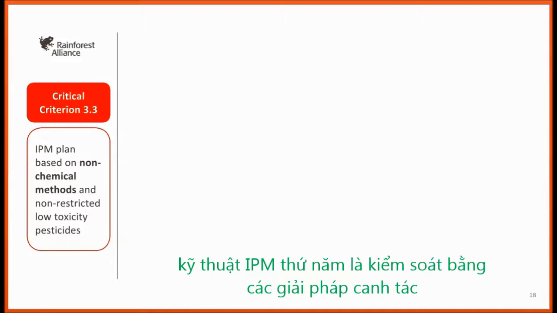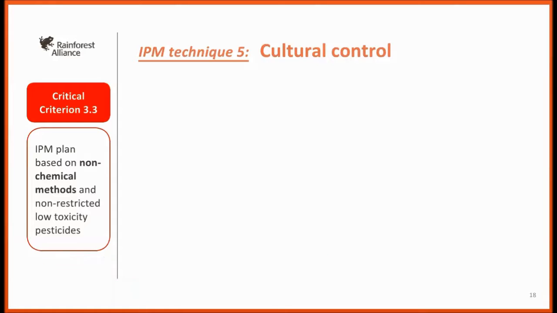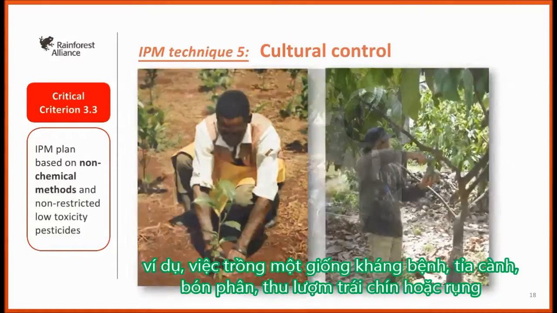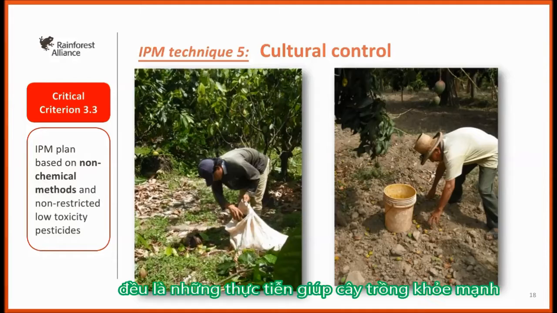The fifth IPM technique is cultural control. It refers to all good practices to make your crop strong and healthy so that it can resist pest attacks. For example, planting a disease-resistant variety, pruning, fertilization, removal of old or fallen fruits. All of these practices help the crop to stay healthy.